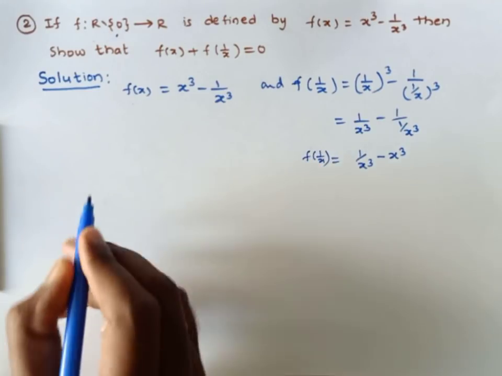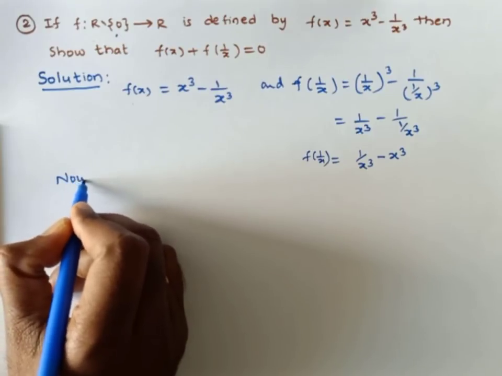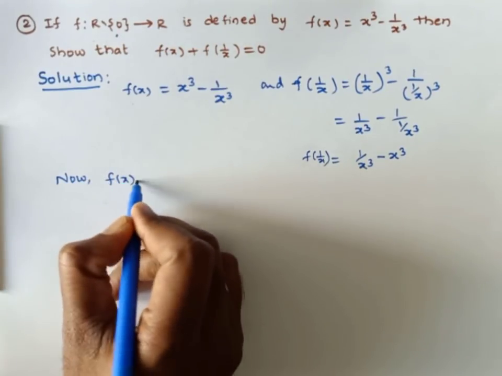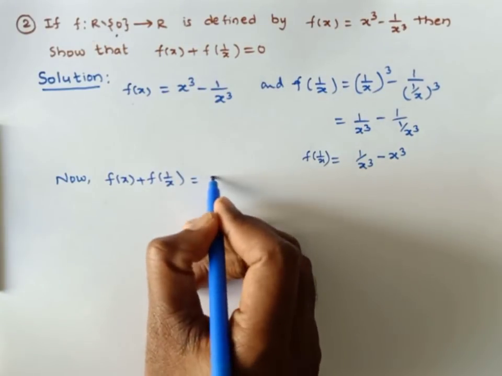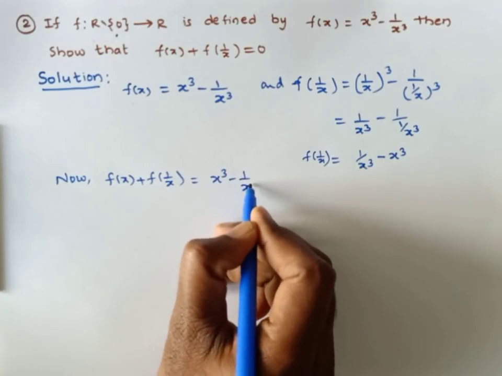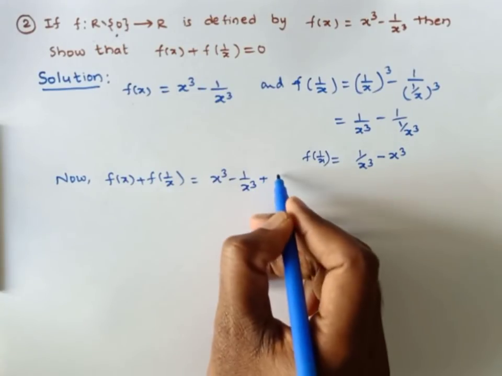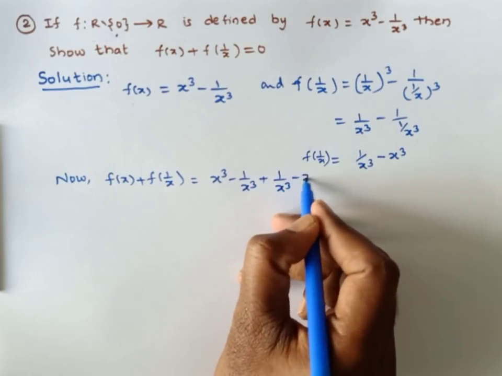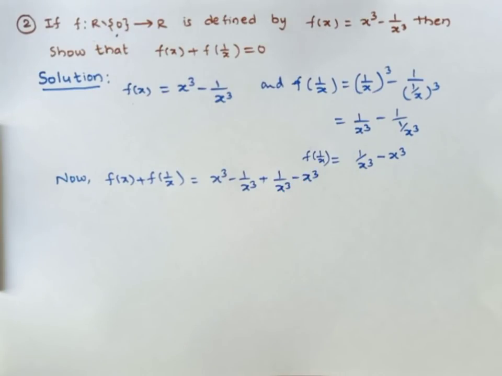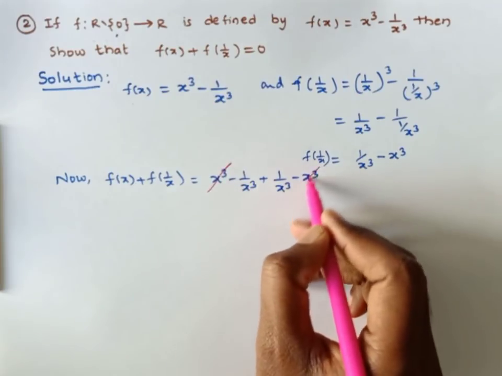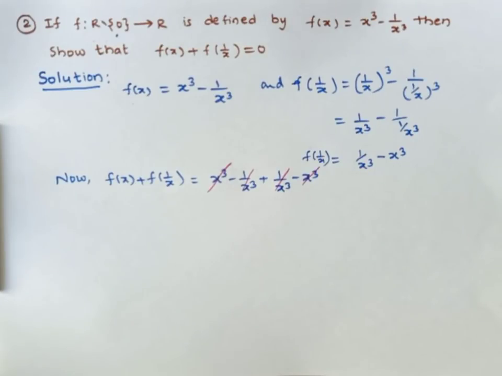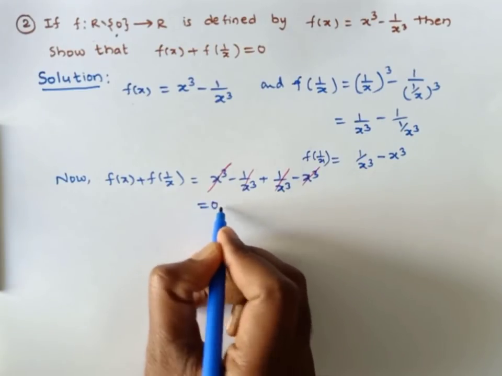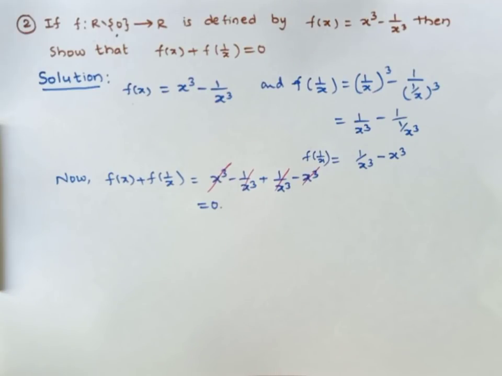F of x and f of 1 by x. Now evaluate the left hand side, that is f of x plus f of 1 by x. So this is f of x means x cube minus 1 by x cube, plus f of 1 by x is 1 by x cube minus x cube. So now you can identify, see here plus x cube and minus x cube get cancelled, minus 1 by x cube plus 1 by x cube. Therefore the value of this is 0. So left hand side is equal to right hand side.